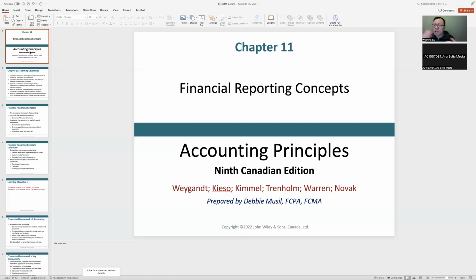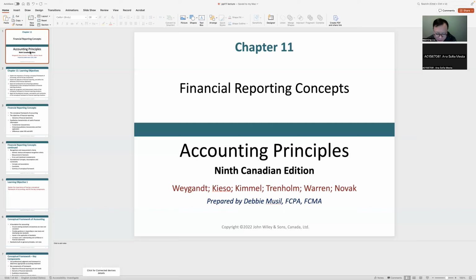So then the question would be, who is going to use this information? What characteristics would be considered as usefulness in terms of the information? What are the elements, components of the information on the financial statements? So the idea is, we need to rely on a framework when we are considering all these aspects.